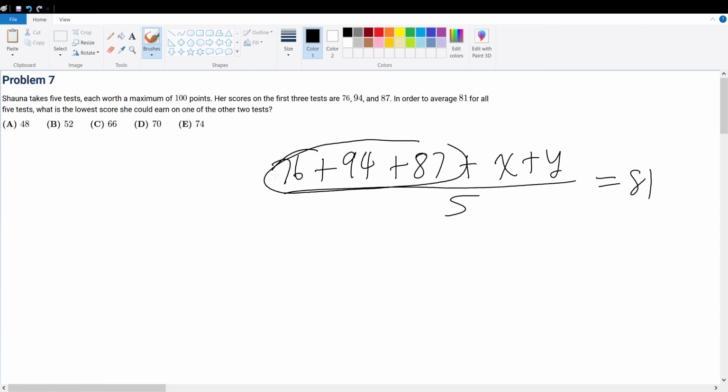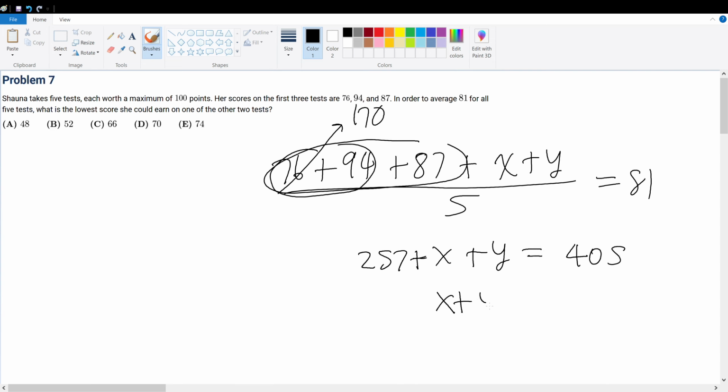Well, the sum of 76 and 94 gives you 170, plus 87 will give you 257. So 257 plus x plus y would give you 405. In other words, x plus y must give you 148 in total. So, in order to average 81 for all 5 tests, what is the lowest score she could earn on one of the other 2 tests?